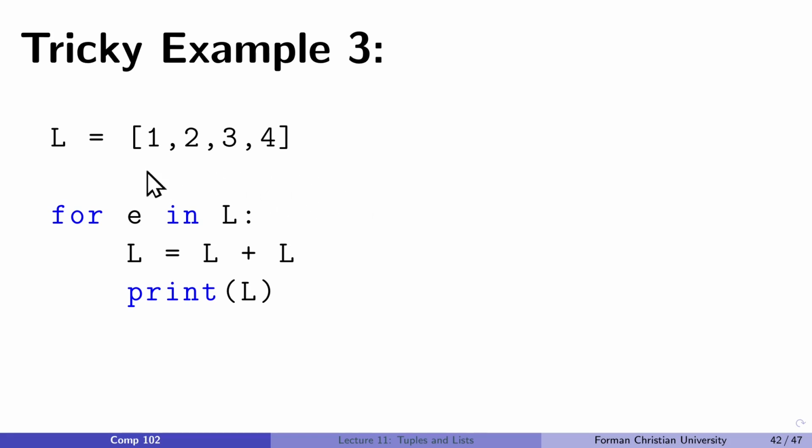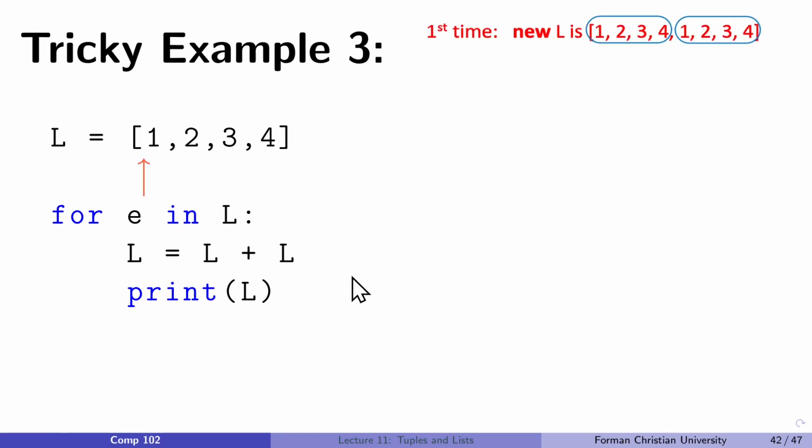Okay, this is the last tricky example. L equals 1, 2, 3, 4. And then for E in L, L equals L plus L. So you might think that this is another infinite loop example. Well, to your utter surprise, it's not. And actually, before proceeding, you can pause the video, type this example in the Python interpreter, and see what it outputs, and then come back. So we resume in a couple of seconds.